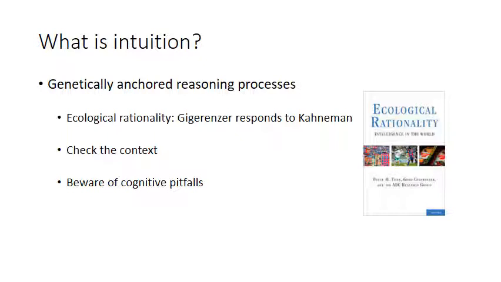There's the issue with error management. And then finally, there can be a mismatch between the problems we apply them to and the problems for which they evolved. And that is why we can be predictably irrational because of these intuitions when we apply them to certain kinds of problems or certain kinds of contexts.